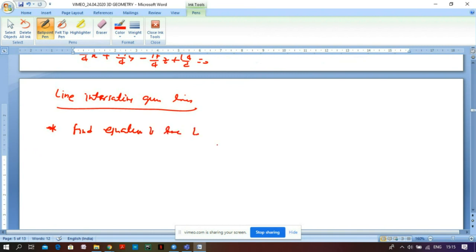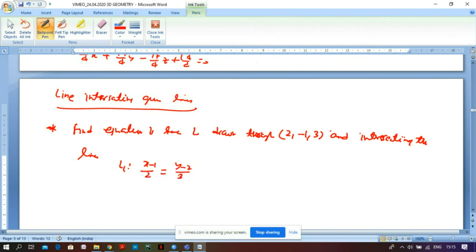Find the equation of line L drawn through the point (2, -1, 3) and intersecting the lines L1, that is given to be (x - 1)/2 = (y - 2)/3 = (z - 3)/4, and L2, that is (x - 4)/4 = (y - 0)/5 = (z + 3)/3.